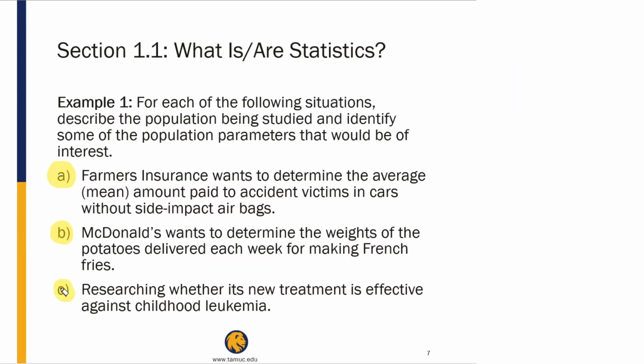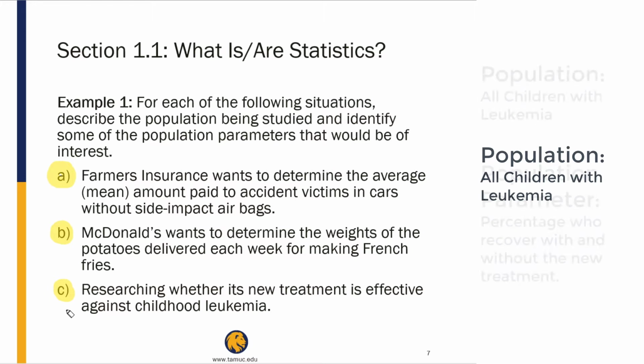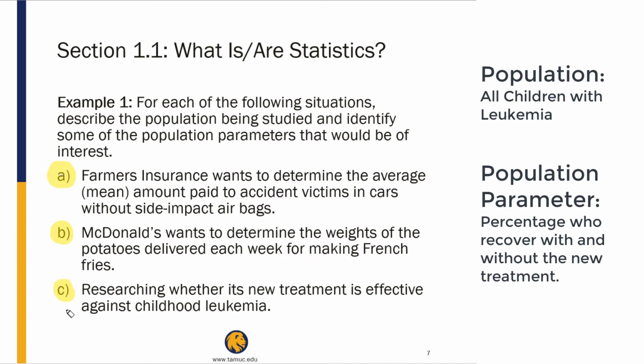And then down here it says researching whether a new treatment would be effective against childhood leukemia. So the population for this kind of statistical study would be the group of children who have leukemia. That would be the population that would be studied. Some population parameters that can be determined are things like the percentage of children who recover with or without the treatment. So that's probably the primary population parameter to be determined about the population here.